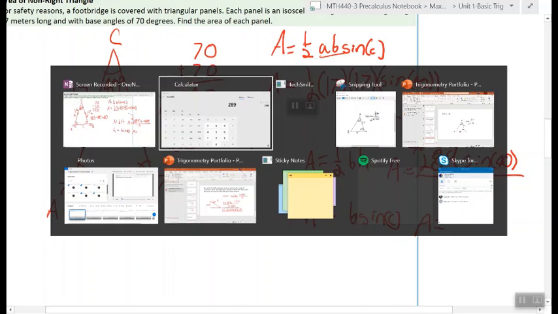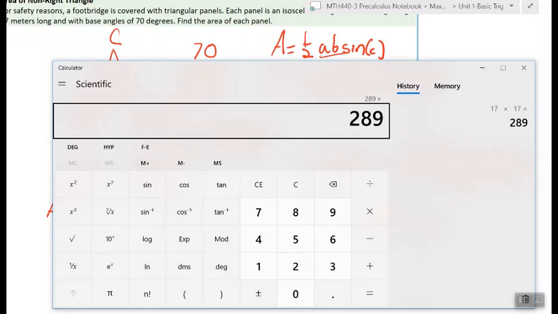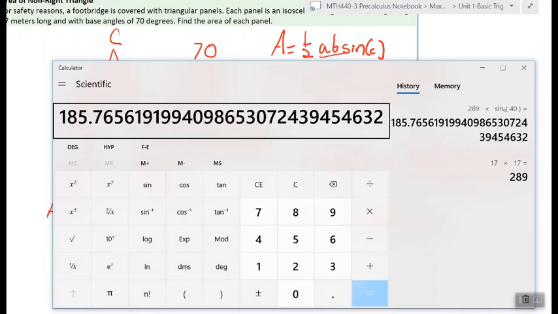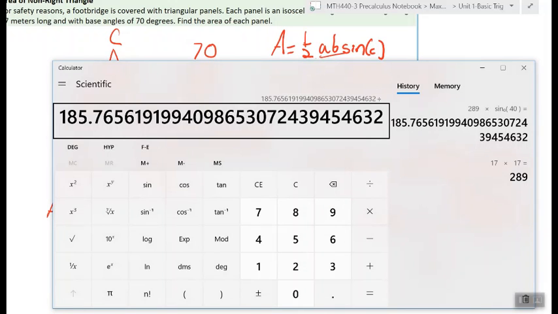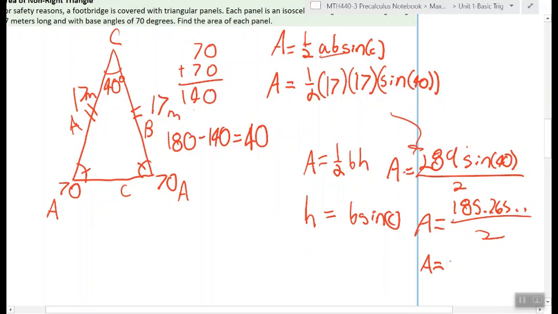So A equals, and we're just gonna put 289 times sine 40. We're just gonna plug that in, 185.765, and that over 2, we can just plug that in right there, divided by 2, so 92.88 meters squared. And that is the area of each isosceles triangle.